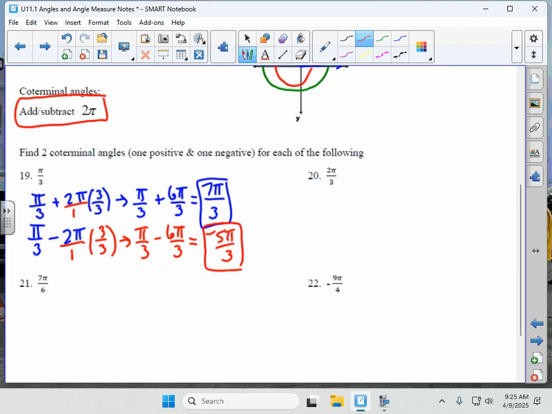All right, so all three of those, pi over 3, 7 pi over 3, and negative 5 pi over 3, are all coterminal to each other. They all start and end at the same place, but their measures are different.